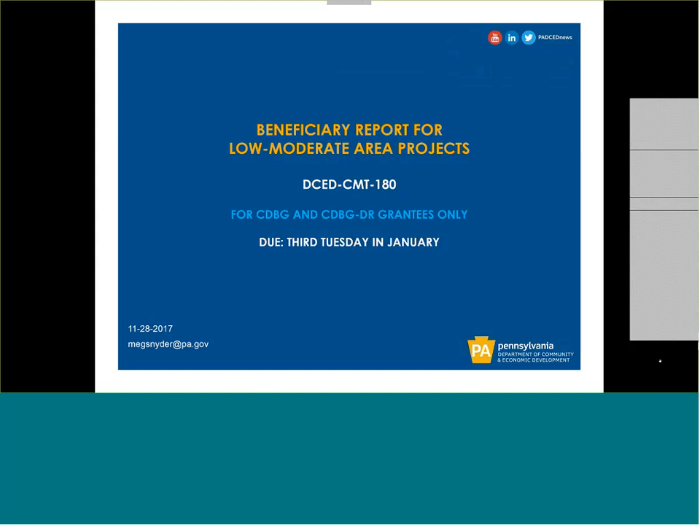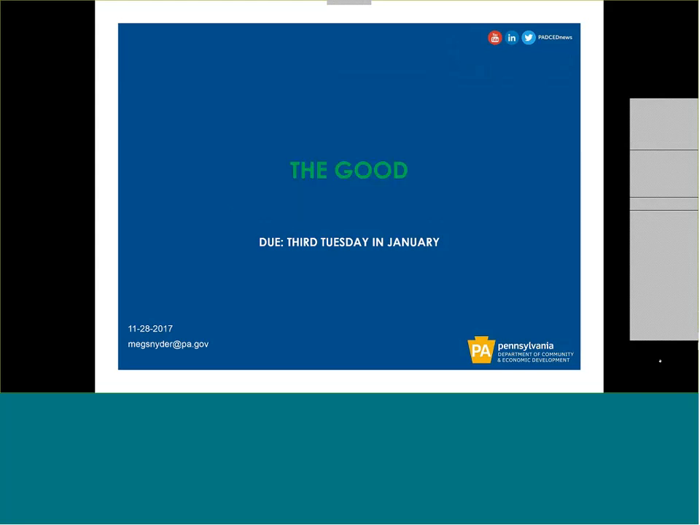Okay, we'll move to the beneficiary report for low moderate area projects. I do want to point out that all of the reports that we've gone over up to this point are required of every grantee. Moving on to the beneficiary report, this report is only due from CDBG and CDBG DOR grantees. So we don't want to see a report from HOME.